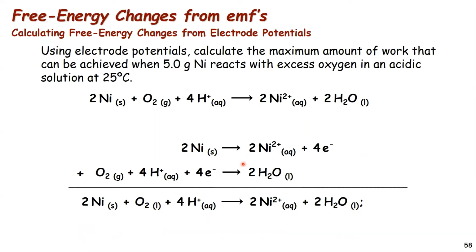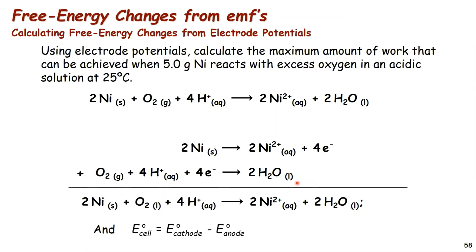Okay, so now we have our balanced chemical reaction. We know the number of moles of electrons that are being transferred. We're going to need to calculate the cell potential. And again, this is going to be from the reduction potentials of both the cathode and the anode. Of course, the anode is where oxidation occurs, and the cathode is where reduction occurs.